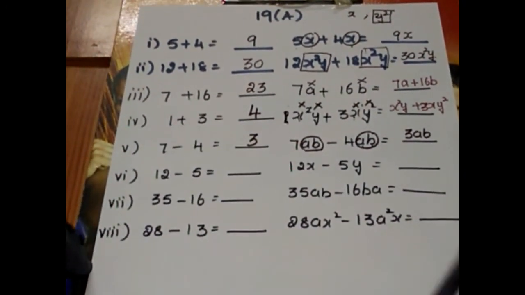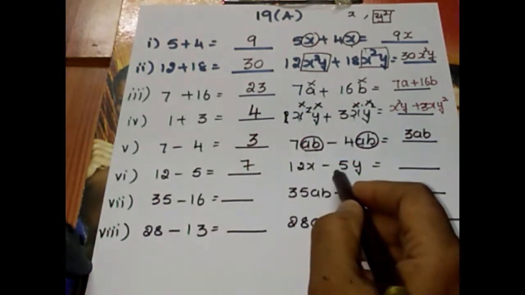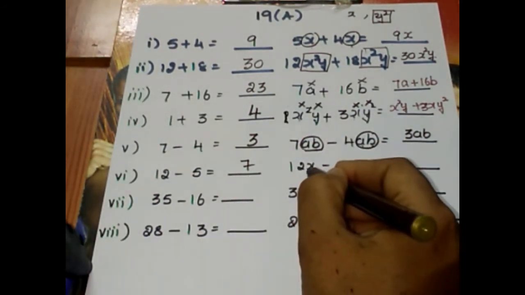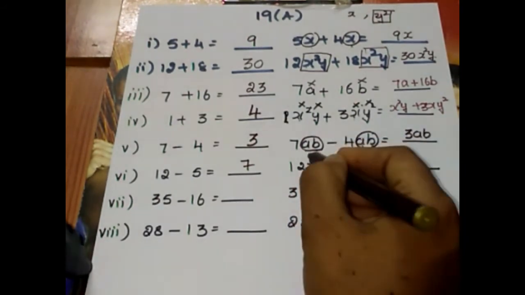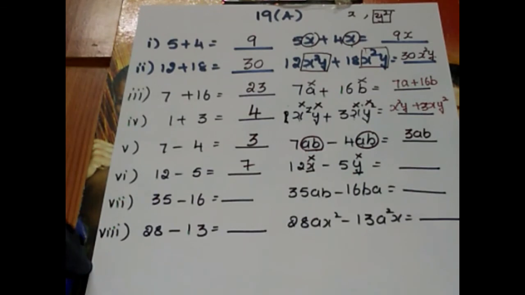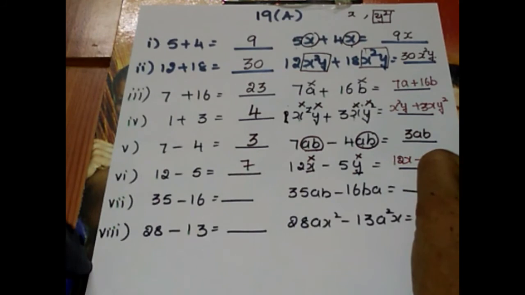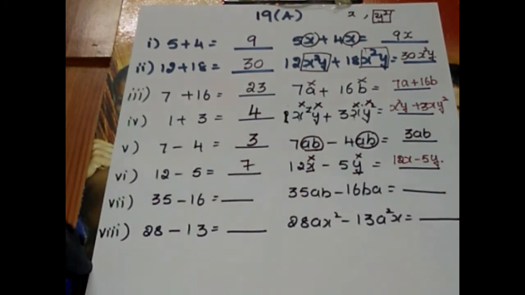Next, 12 minus 5 is 7. 12x minus 5y. See, observe the algebraic coefficients. One is x, one is y. That means they are unlike terms, where you cannot subtract them. So write the result as 12x minus 5y.